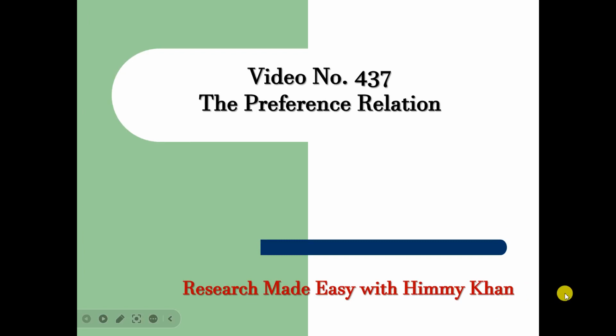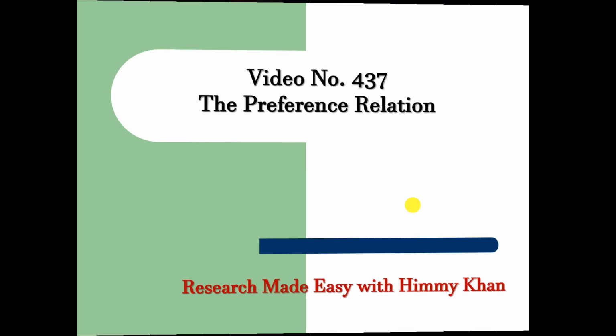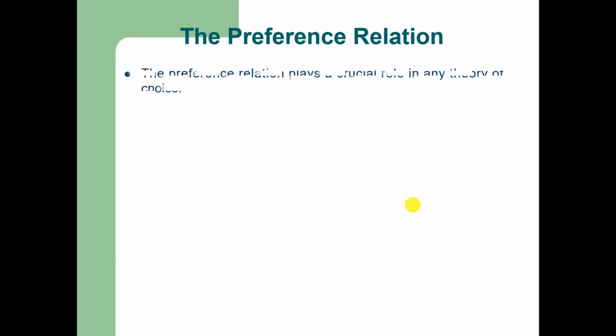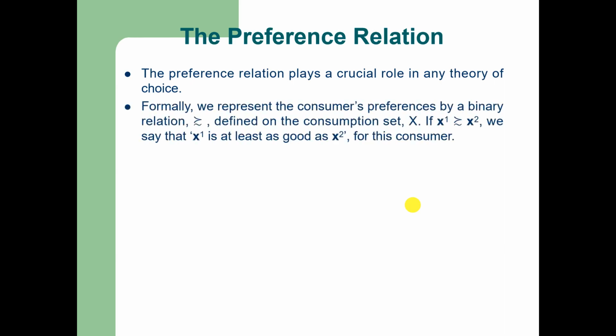In this video, I'm going to explain the preference relation in consumer theory. The preference relation plays a very crucial role in the theory of choice and consumer theory. Formally, the consumer preferences are represented by a binary relation which is defined on the consumption set X.